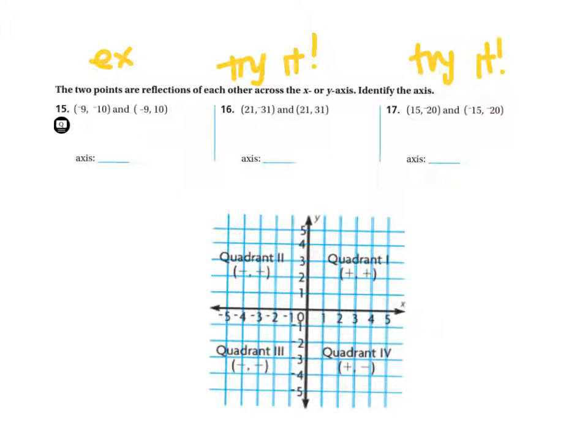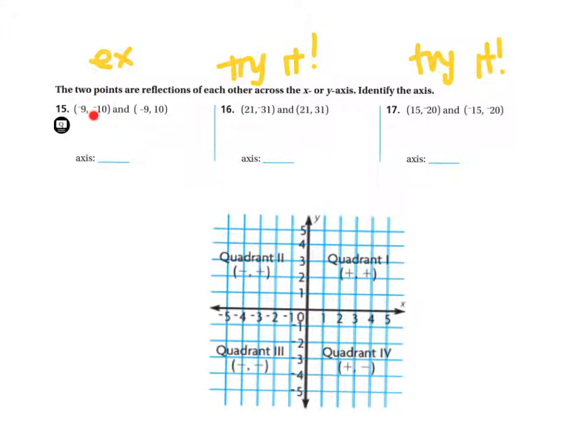Okay, so moving on. This would be a level 2, maybe 2.5 question. The 2 points are reflections of each other across the x or y axis. Which one is it? So I put a little coordinate grid here for you that you can look at. It doesn't go far enough, but you should be able to get the main idea.